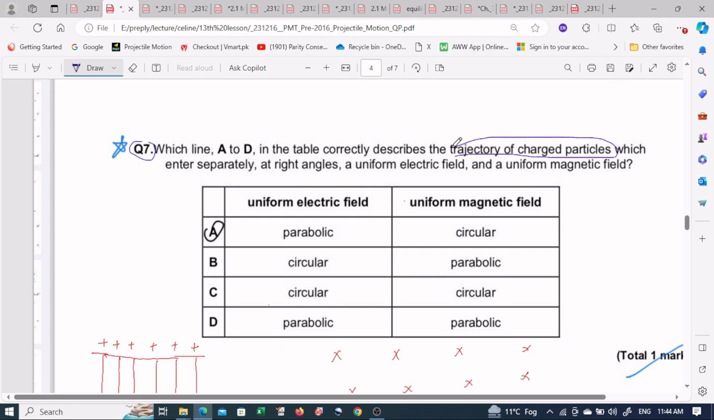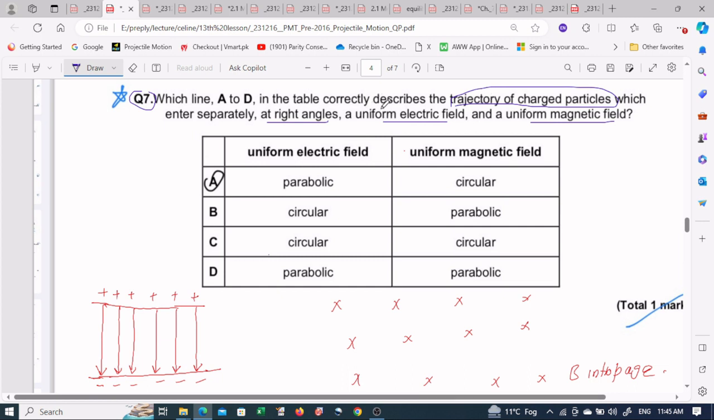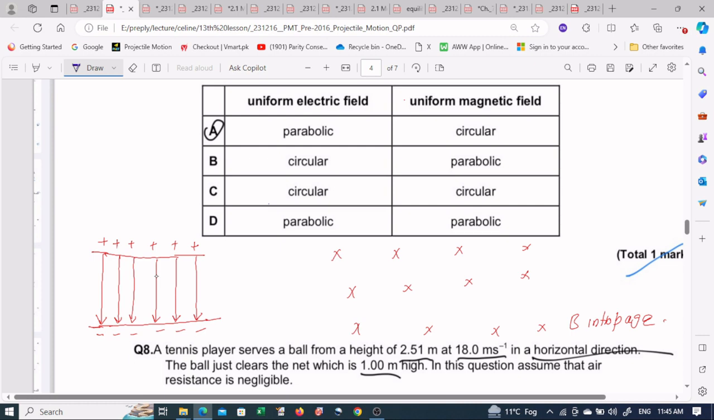Trajectory of a charged particle when this charged particle enters at right angle to a uniform electric field as well as a uniform magnetic field. Okay, so first I will discuss when any charged particle enters at right angle to the electric field and to the magnetic field. For example, here is figure A. This figure A shows a uniform electric field going from the positive terminal towards the negative terminal. And for example, here is a charged particle that enters into this field perpendicularly.